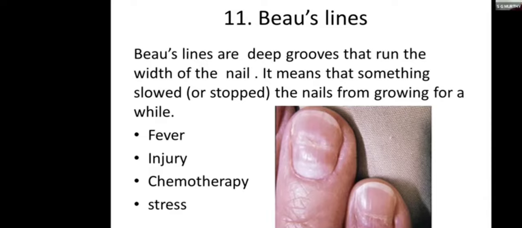Beau's lines are deep grooves that run the width of the nail. Matlab side se side tak a deep groove. It happens because of any disease or any condition where there is slowing or stopping of the growth of the nail for a while. So nail, like I said, train jaisa jaate aage, and for any reason, if that stops for some time, there is a groove that is generated. And then again it is repaired. So aage chalne laga, gaadi wapas chalu ho gaya. So that groove also travels ahead, aage jata hai.